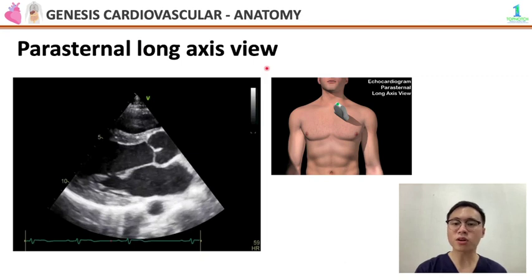Apart from this, there are still a variety of different views, but that's already beyond the scope of our discussion. At least we appreciate the anatomy, and it can still be correlated in your imaging.